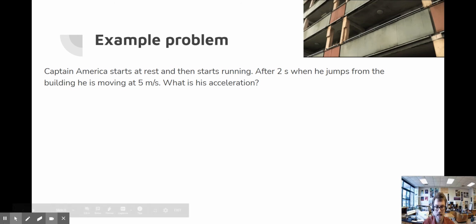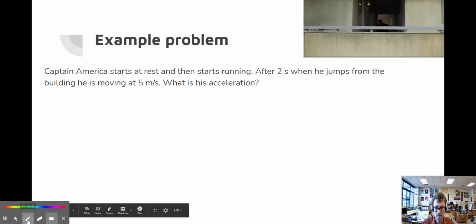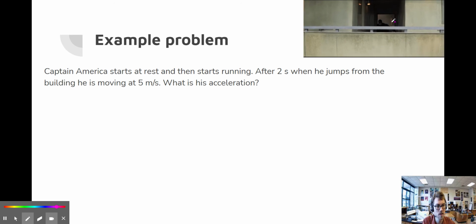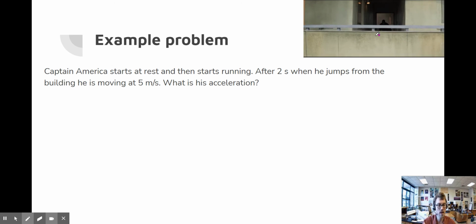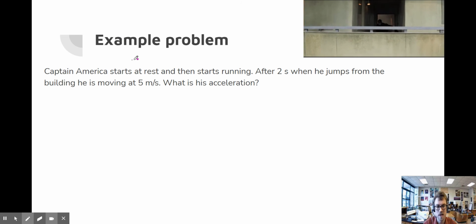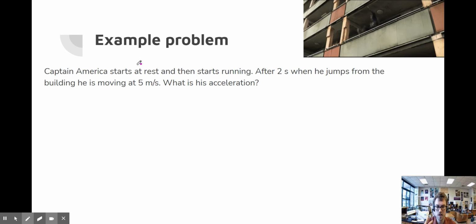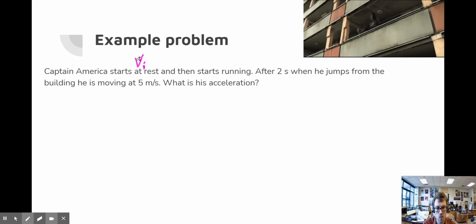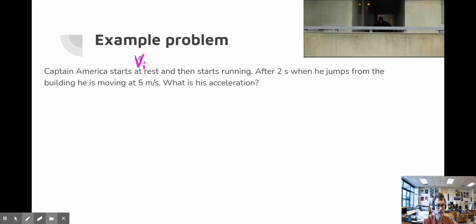All right, so let's take a look at an example problem. All right, and so here we have Captain America starting at rest. Okay, so he's starting at rest here. What does at rest mean? Well, if you're resting, you're not moving. Okay, so he starts at rest. You're not moving. What would your velocity be if you're not moving? It would be 0, right? So this is our initial velocity. And remember, whenever we have these word problems, we want to make sure as we're reading through to mark down what we get.